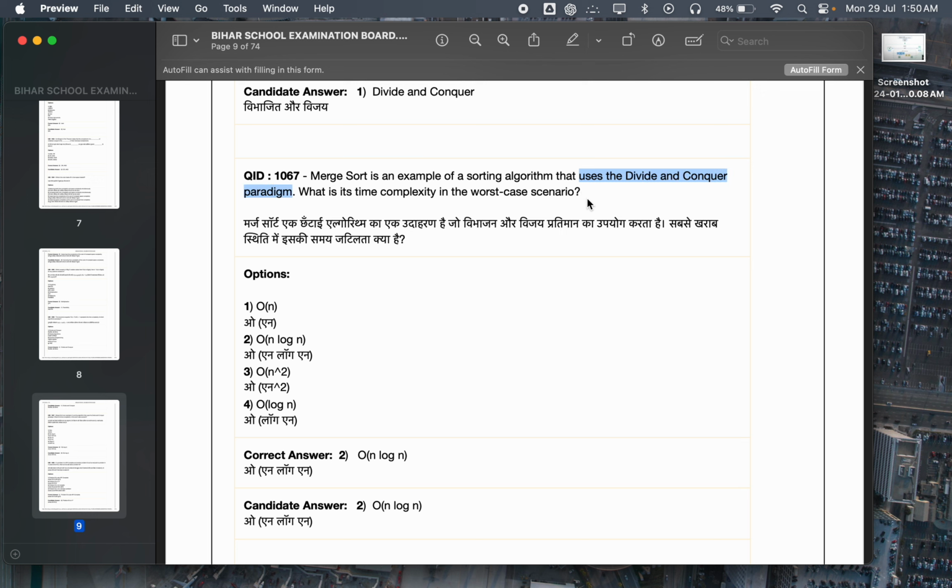What is an example of a sorting algorithm that uses the divide and conquer pattern? What is the time complexity in the worst case? As I said earlier, divide and conquer is actually to divide your whole problem into equal steps, and merge sort actually does it in n log n.